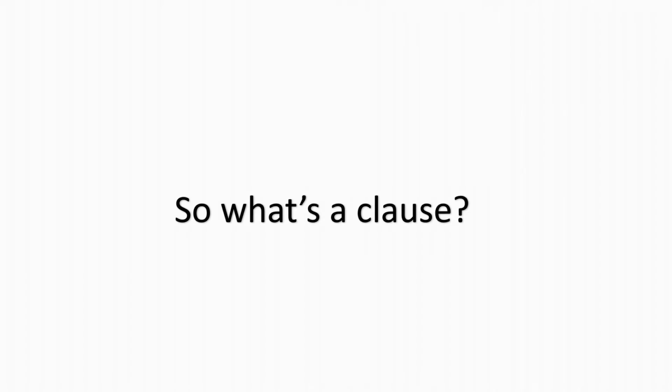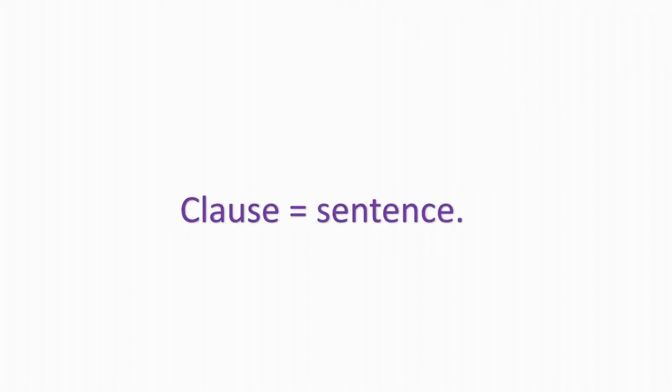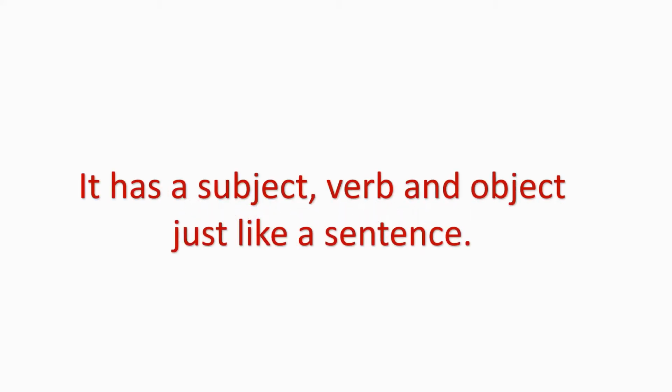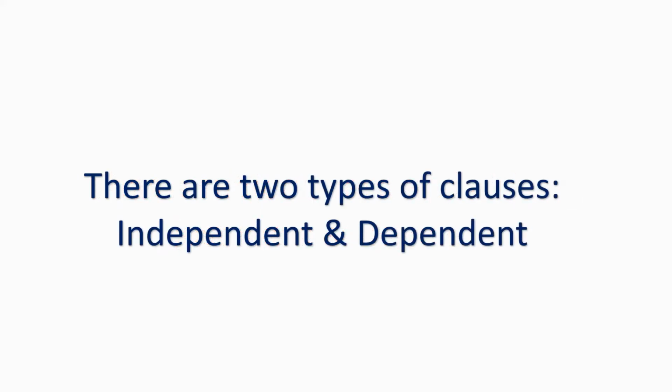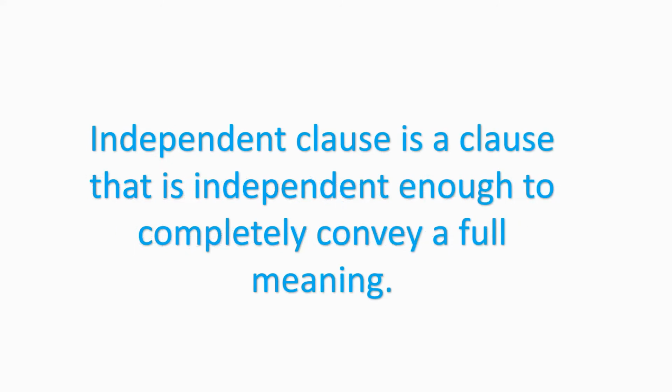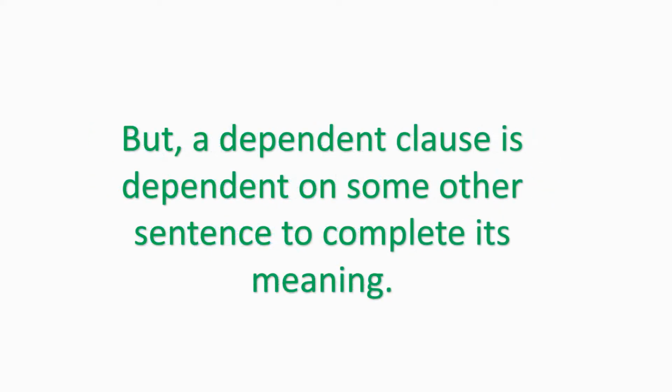So, what's a clause? A clause is just like any other sentence. It has a subject, a verb, and sometimes it has an object as well. Just like any other sentence, it gives you a complete meaning. There are two types of clauses, independent and dependent. An independent clause is independent enough to completely convey a full meaning. But a dependent clause is dependent on some other sentence to complete its meaning.